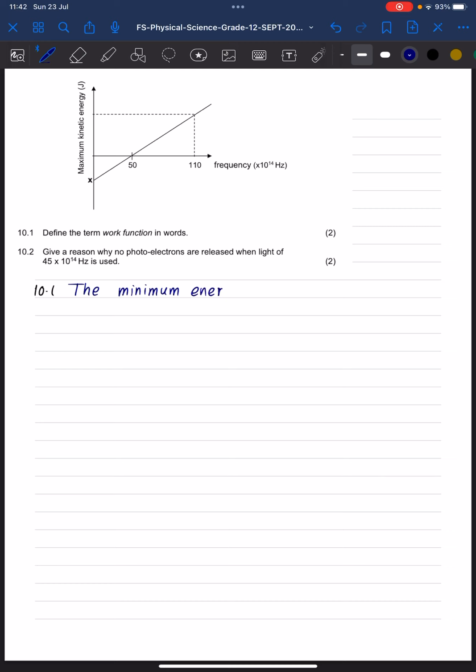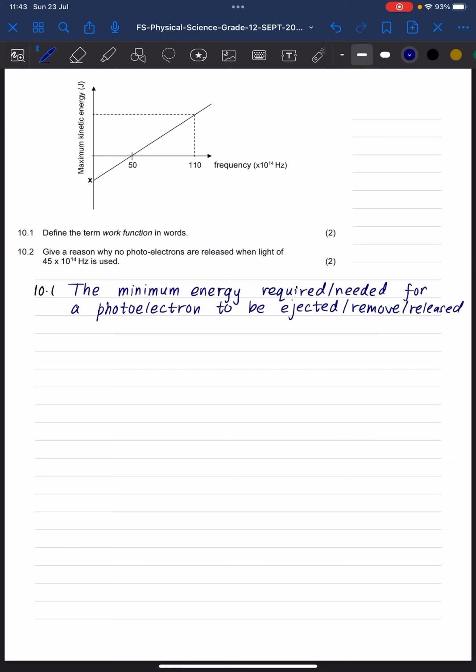energy required. You can use required, you can use needed, for a photoelectron to be ejected. You can use removed, you can use released. You can see I'm quite good with my synonyms. Released from the surface of a metal.